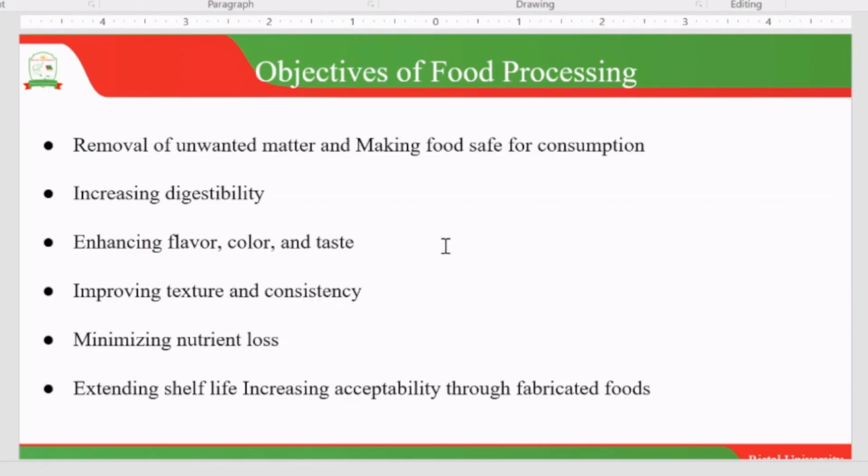Okay, so when we talk about the objectives of food processing, we are looking at the removal of unwanted matter and making food safe for consumption. We could argue that processing and preservation sometimes work hand in hand, but really here we are looking at removing that unwanted matter or making that food safe for consumption. And like I told us, when we talk of processing, whatever is removed is sometimes wanted, sometimes unwanted, but we are trying as much as possible to transform those raw ingredients into consumable food products. And you will see why we do this.